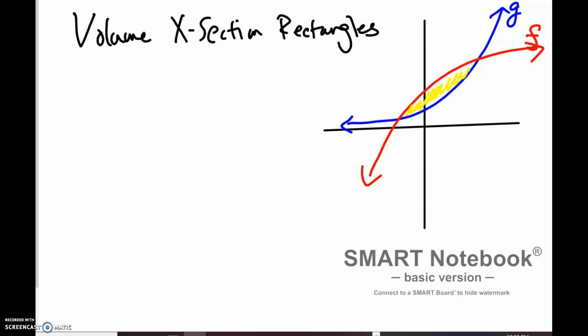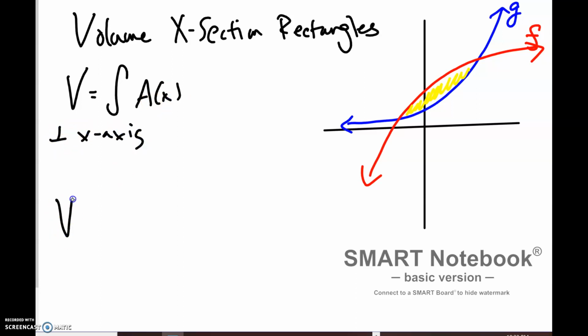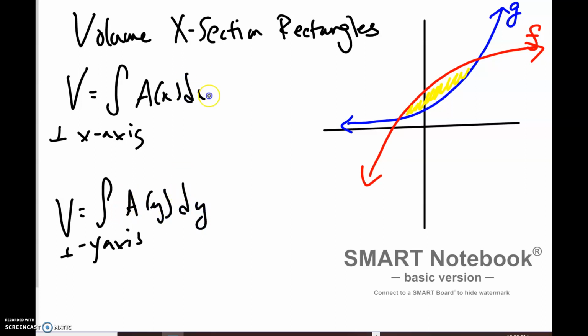All right, let's do volume cross-section rectangles. Okay, so you can see I have red function F, blue function G, and generally speaking, volume is equal to the integral of area. Now, if we're doing perpendicular to the x-axis, then it's the integral of A of x dx, whereas volume, if we're perpendicular to the y-axis, it's the integral of A of y dy, and this is x1 to x2.